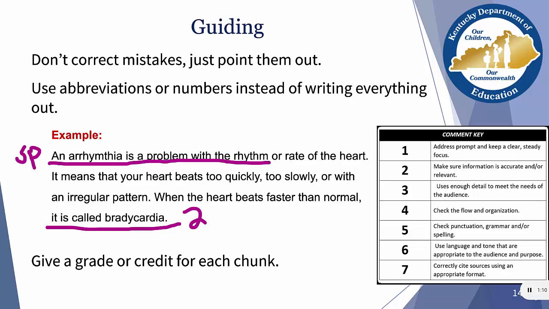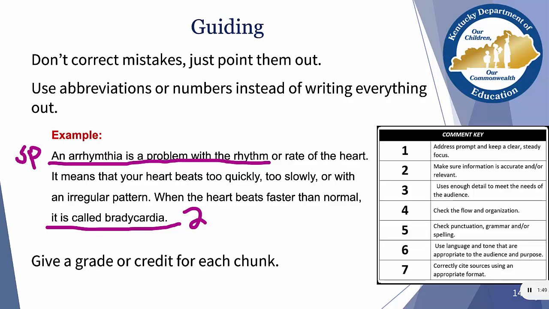do the abbreviation. But in the second comment that you see here, it states, when the heart beats faster than normal, it is called bradycardia. And we know that that is incorrect, and it's called tachycardia. So if I use the key, I just use the number. But if I'm writing the comments, I might just put a check mark and "facts," "check facts," or "inaccurate," something like that.